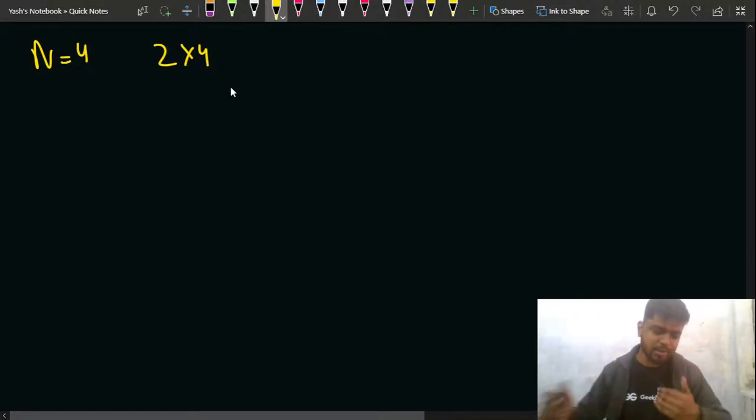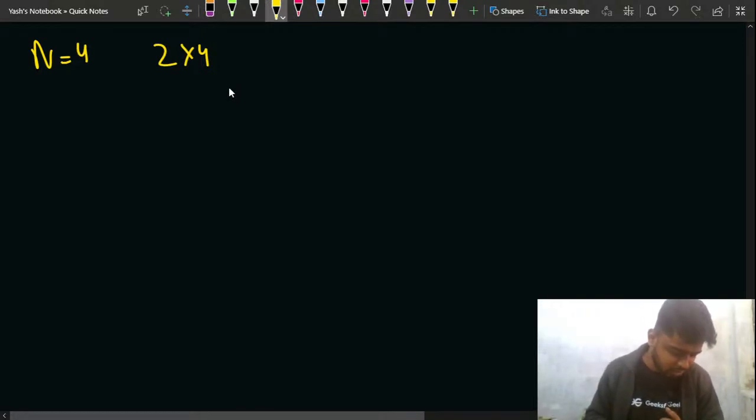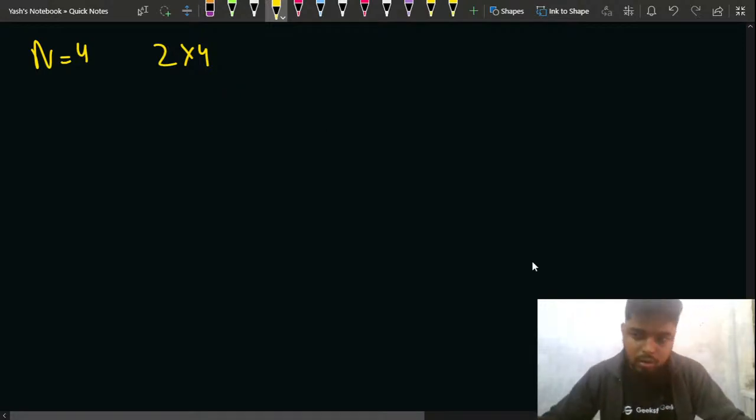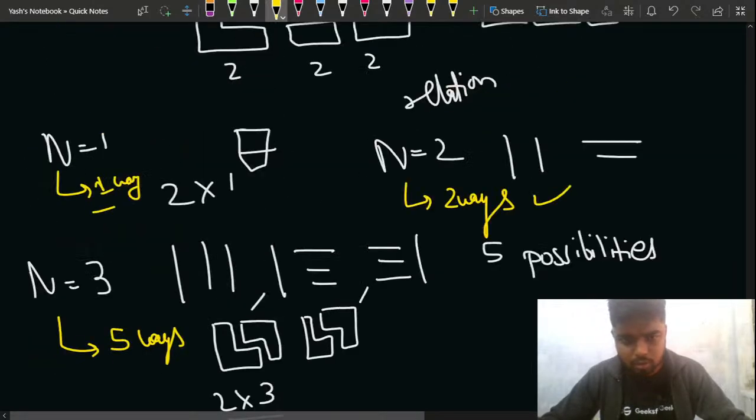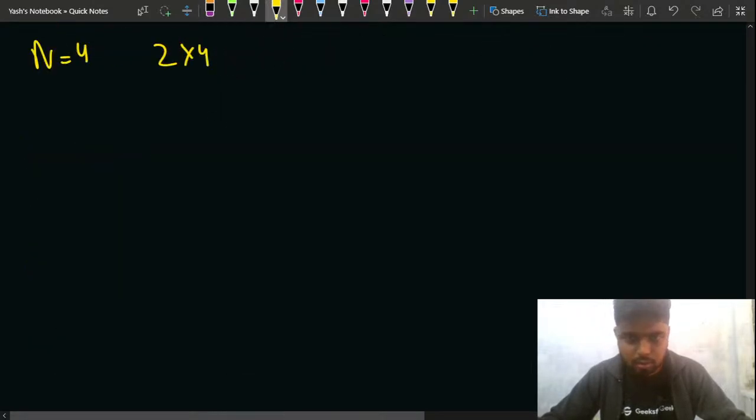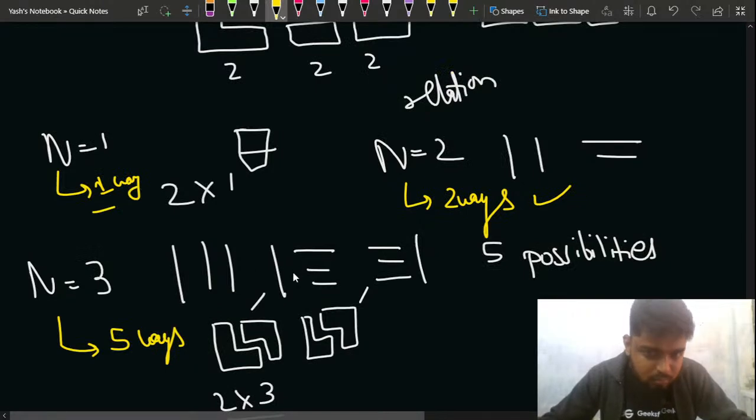Now there will be a lot of patterns, and you might be missing some of them. Clear, but for n is equal to 3, there should not be 2 horizontal dominoes. I might have missed something.